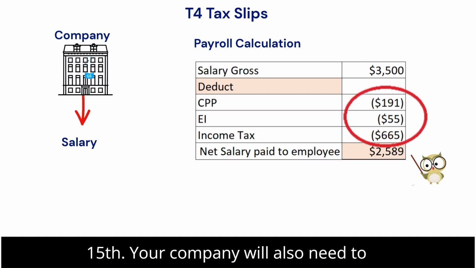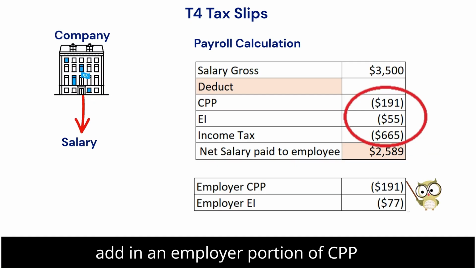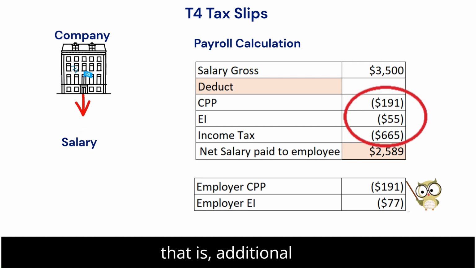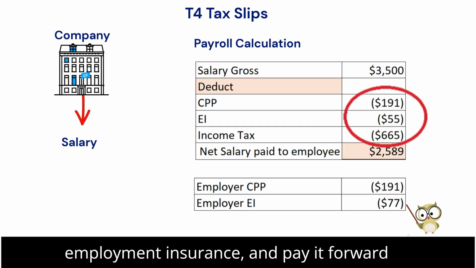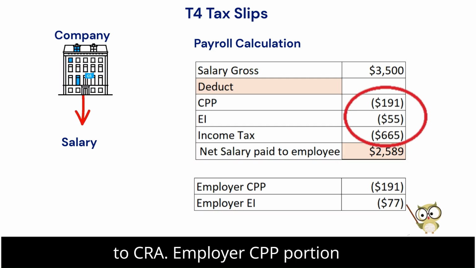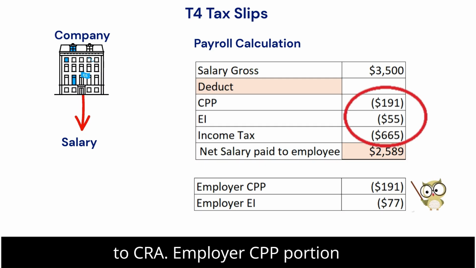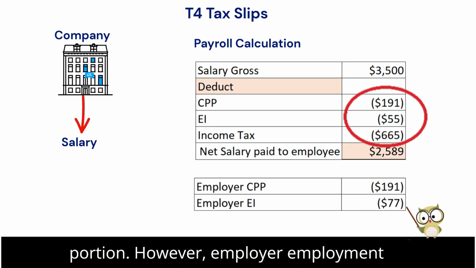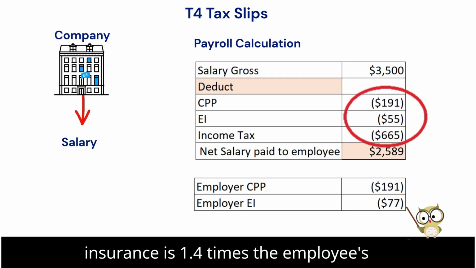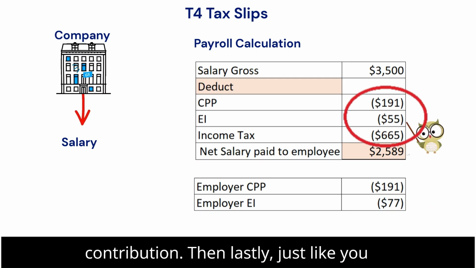Your company will also need to add in an employer portion of CPP, that is, an additional $191, an employer portion of additional employment insurance, and pay it forward to CRA. The employer CPP portion should be equal to the employee's CPP portion. However, employer employment insurance is 1.4 times the employee's contribution.